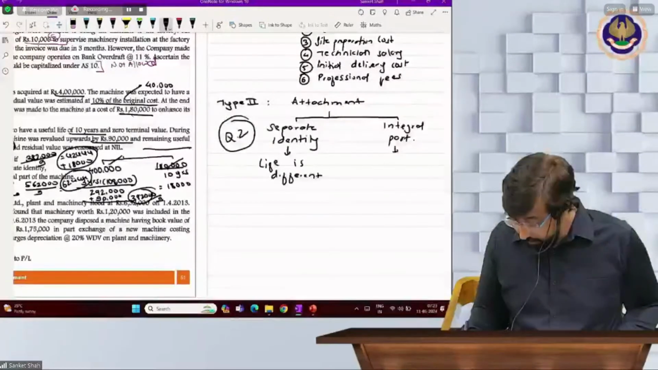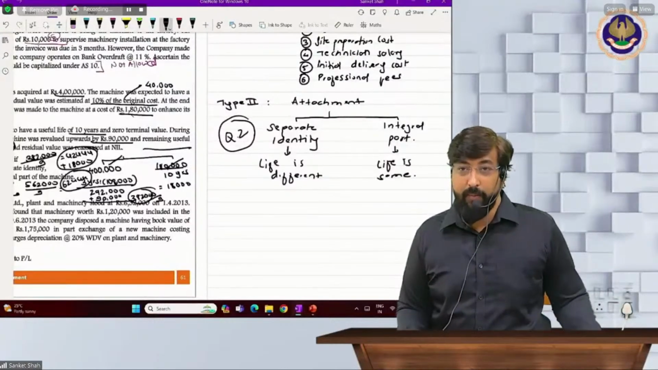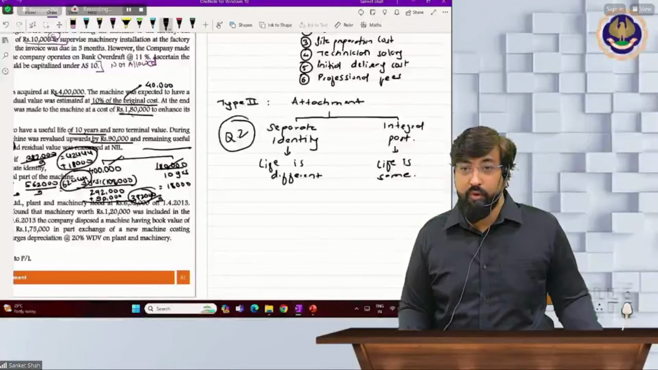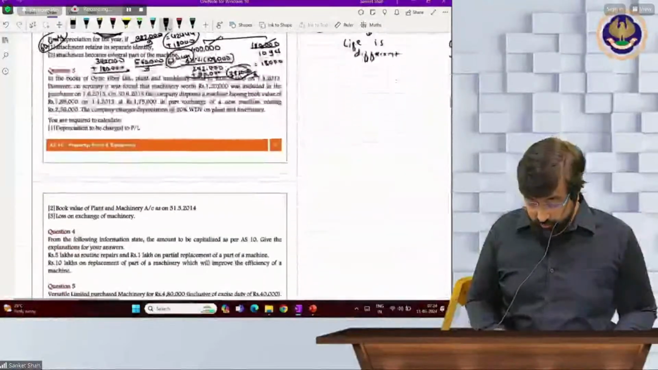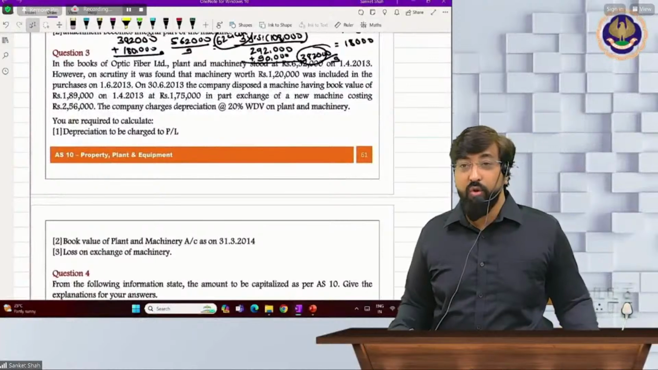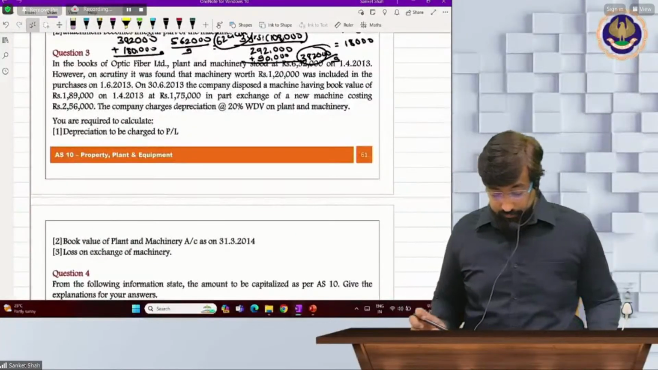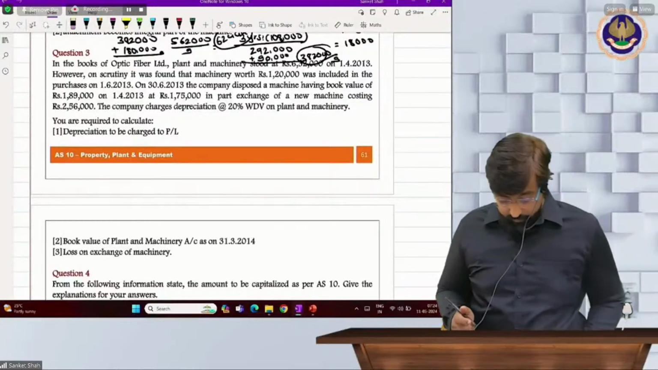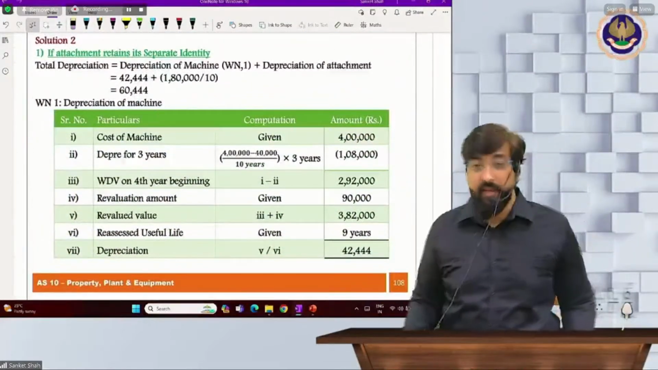And here, if integral part, life is the same. Very good, beta. So you have finished with two illustrations. Chalo. Come to the next illustration, beta. Now this is very important, where we need some calculation. Normally students make mistakes. Question number 3. How are we going to present the answer? See, this is how you are going to present the answer.